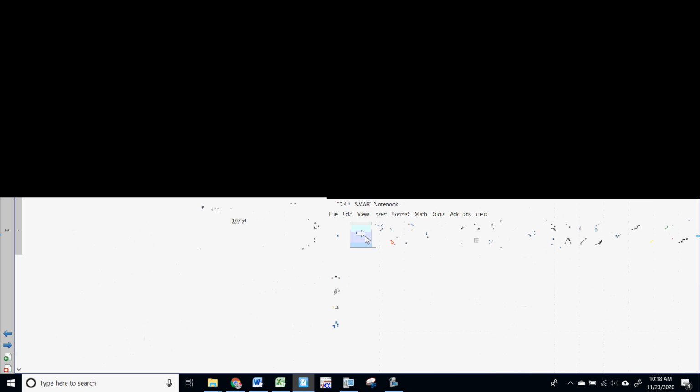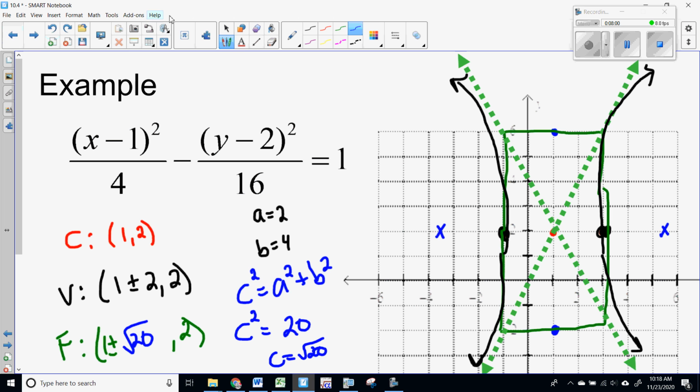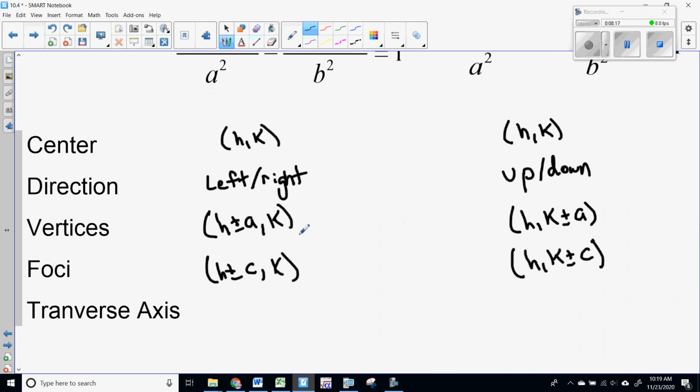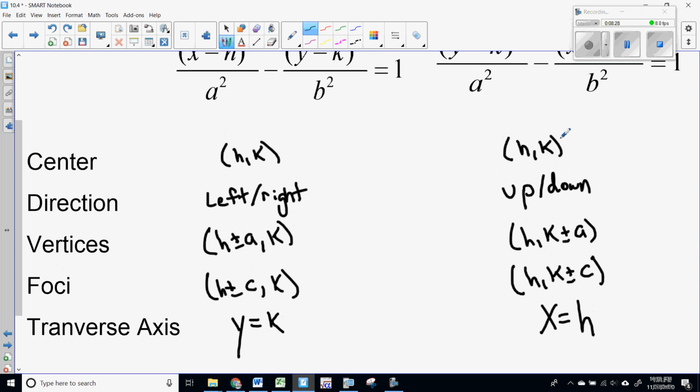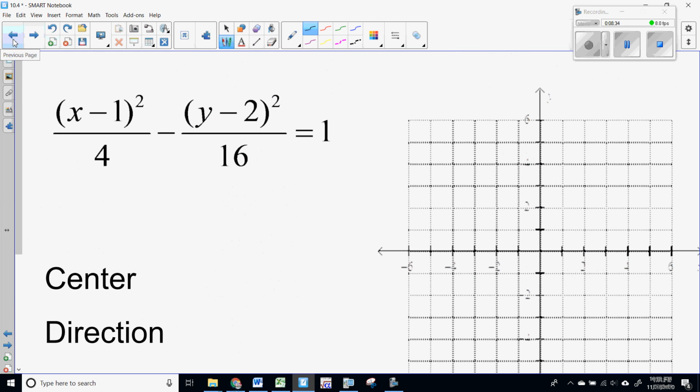Now, the last thing it asks for is this transverse axis. And this transverse axis is just the line. They don't call it the axis of symmetry, but it's that idea. The transverse axis is this line that goes straight through the middle of our hyperbola, which is just y equals k here, and here it's going to be an x equals h. So very similar to an ellipse in many ways. So we looked at this example already.